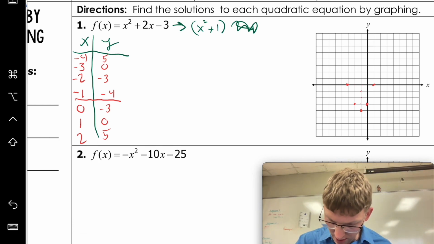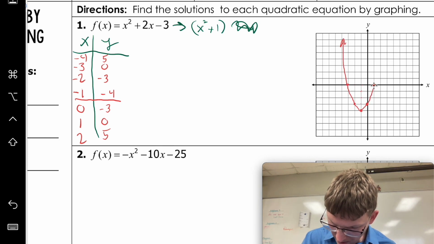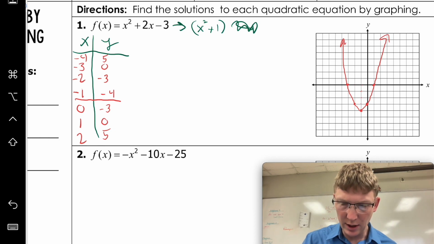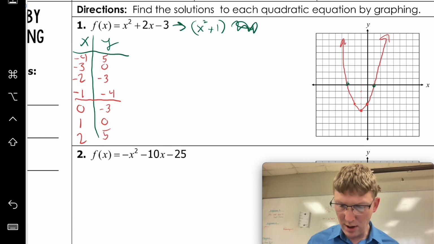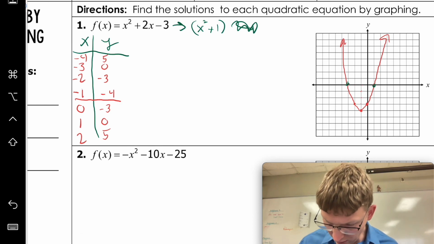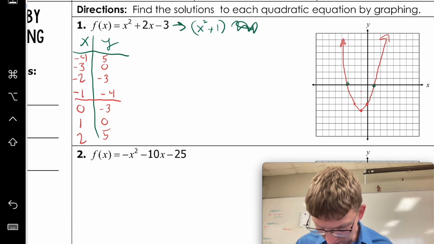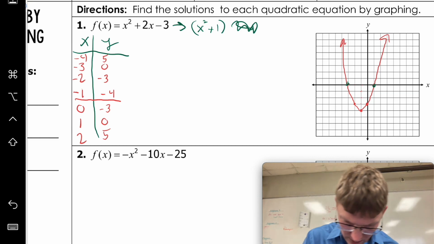So then when we graph it, it's going to look like that. We've got our 2 points, which are right there. And so that is going to be, let's see here, negative 1, 2, 3.